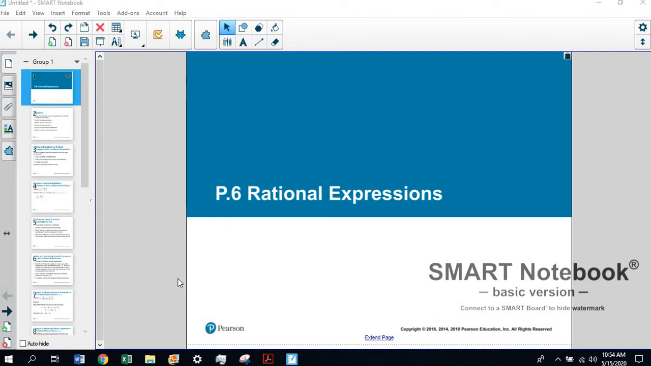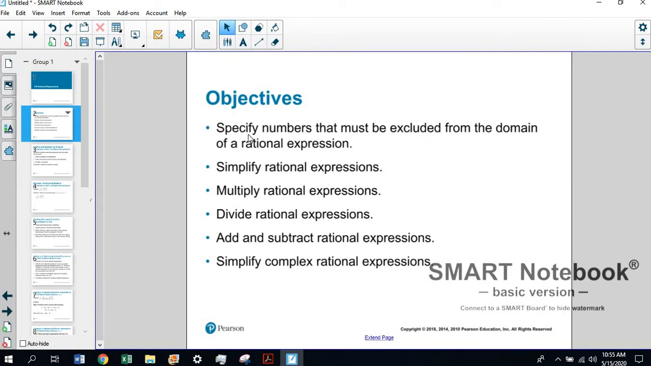Hey guys, welcome back to the second part of the content for P6, rational expressions. Remember, rational is just a fancy word for fractions. And so in the first video, we covered simplifying, finding the domain, multiplying and dividing. And so in this video, we're going to do the last two things.